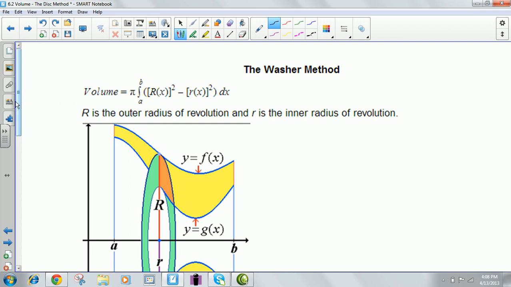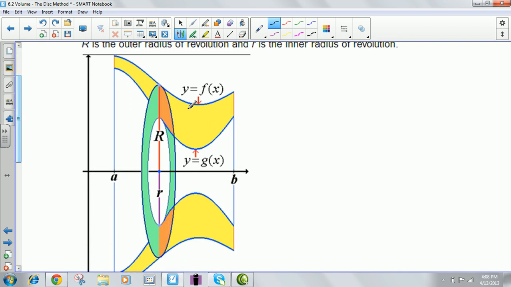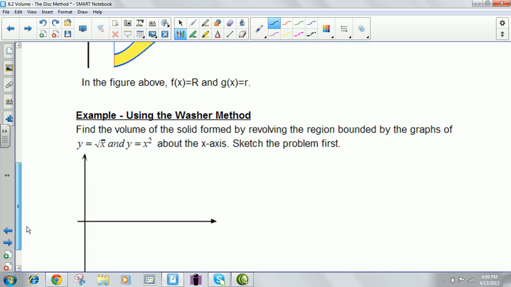The washer method is, in a sense, just taking the middle part out. Just like on that last one, you had a hole in the middle. And so you ended up taking that middle part out of there. So your upper function is f of x, your lower function is g of x. This is just like when you were finding the area of a two-dimensional region. If it was between two curves, you took your upper function minus your lower function and integrated between wherever on the x-axis. That's all this is.